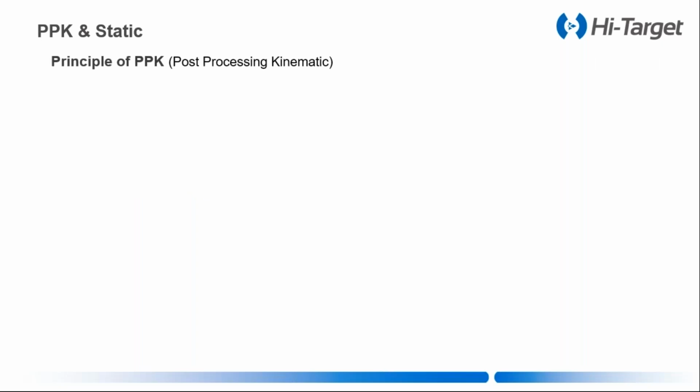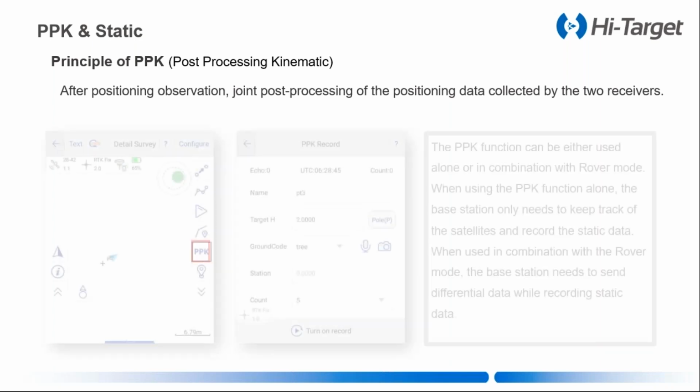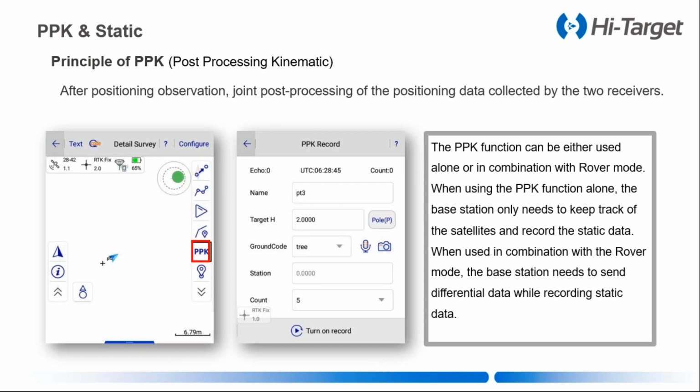What's PPK? PPK, the full name is post-processing kinematic. After positioning observation, we do post-processing of the positioning data collected by the two receivers. You can see the red box in the first picture. This is the PPK mode icon. If you want to use PPK mode, don't forget the PPK icon in the detail surveying interface.